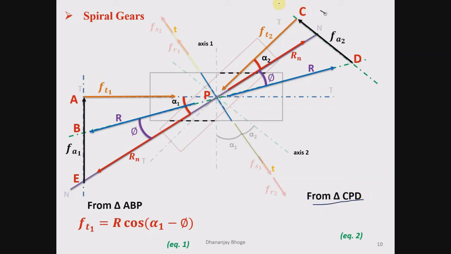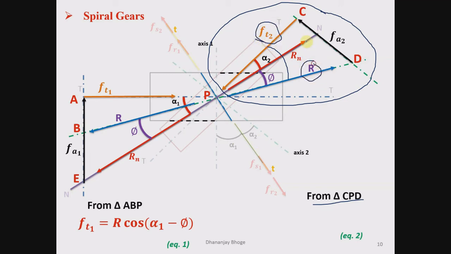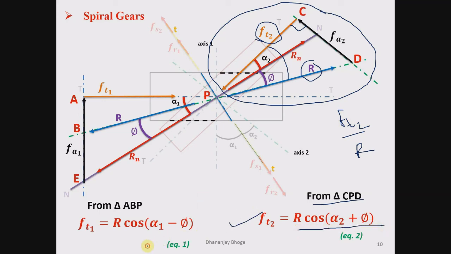Now take this triangle, triangle CPD. Now angle at P is alpha 2 plus phi, correct? Angle at P is alpha 2 plus phi. So from this we can find out the relation between Ft2 and R. This is the right angle triangle at C. Hypotenuse is R. So what we get? Cos of alpha 2 plus phi is equals to adjacent side Ft2 divided by hypotenuse capital R. Correct? Simple trigonometry. So we have Ft2 is equals to R cos of alpha 2 plus phi. Call this as equation number 1 and equation number 2: Ft1 as equation number 1 and Ft2 as equation number 2.